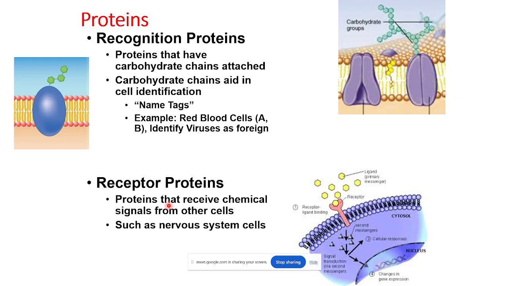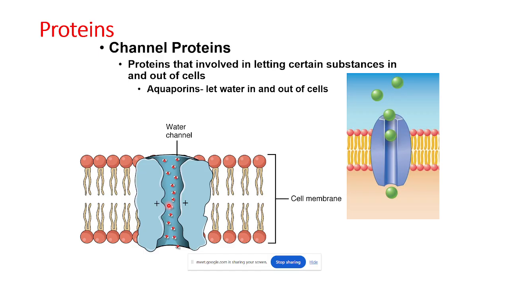Okay, the next one is your receptor proteins. From the diagram you can see that receptor proteins means it receives something. So what does it receive? It receives the chemical signals from other cells, such as the nervous system cells or the neurons, that play a very important role in the receptor proteins.